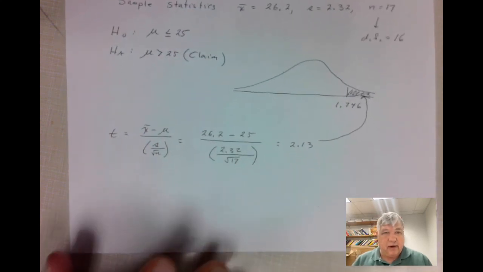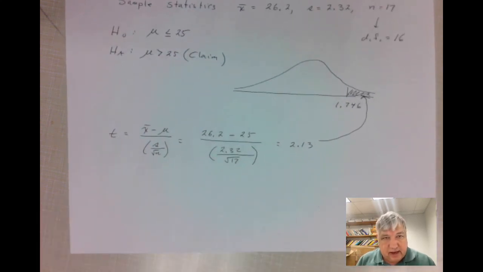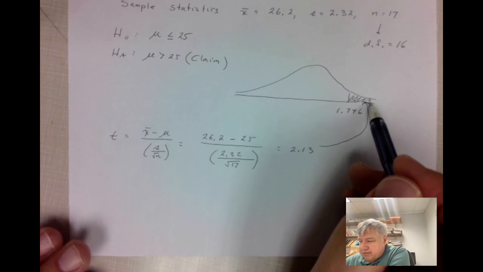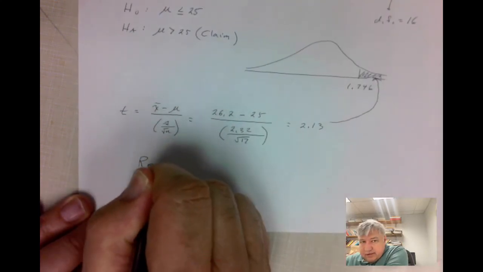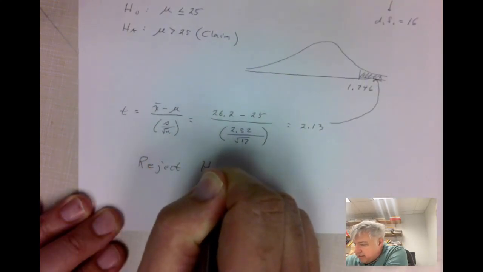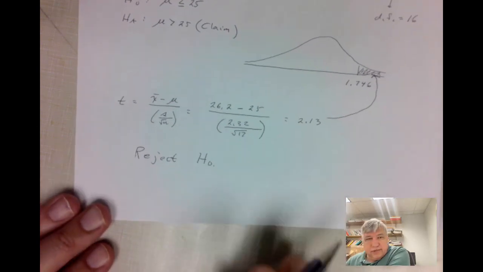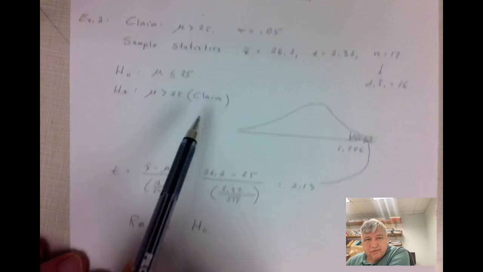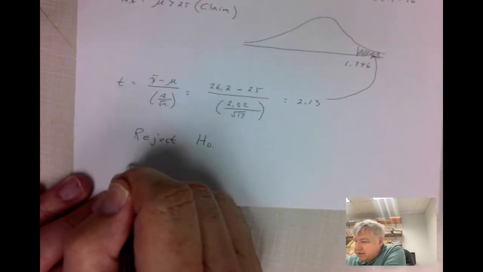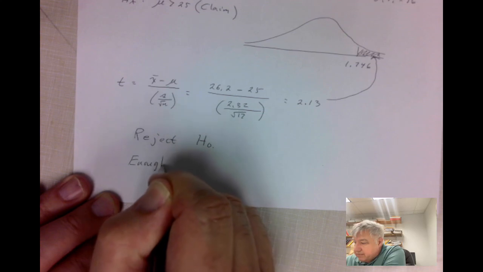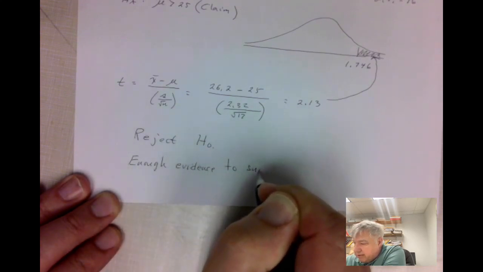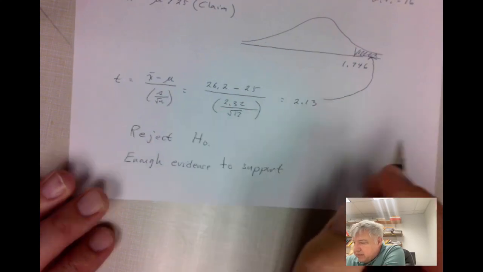We compute our standardized test statistic, plugging everything in, and we get 2.13. That is certainly bigger than this number, so it's in the rejection region. So we reject the null hypothesis. And because we're rejecting the null hypothesis, we can support the alternative hypothesis, which is our claim. So there's enough evidence to support the claim.